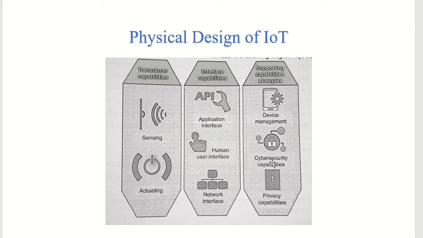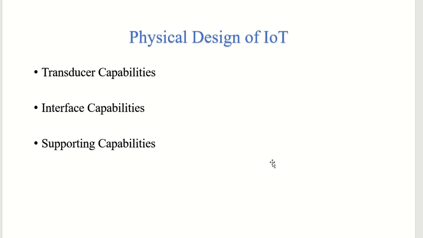So you can see sensing and actuating fall into the transducer. Application interface or API, human interface and network interface fall into interface. And then in supporting capabilities, we have device management, cybersecurity capabilities, and privacy capabilities, which help you secure your privacy. So now let's see all three of them one by one.